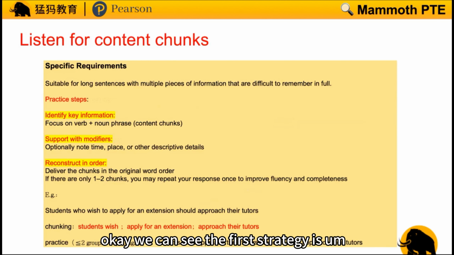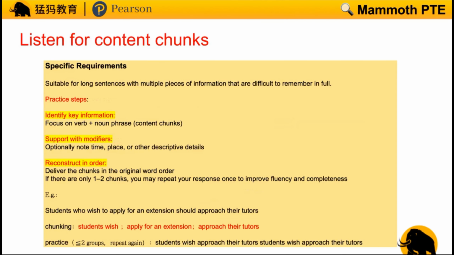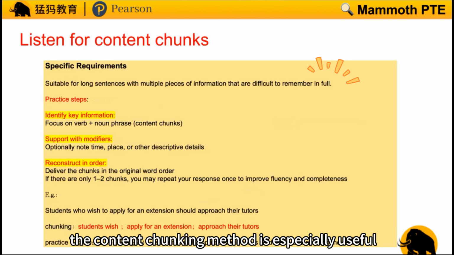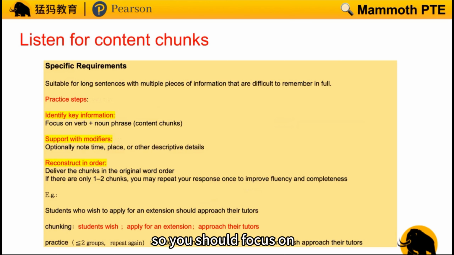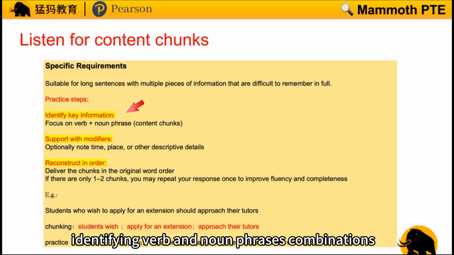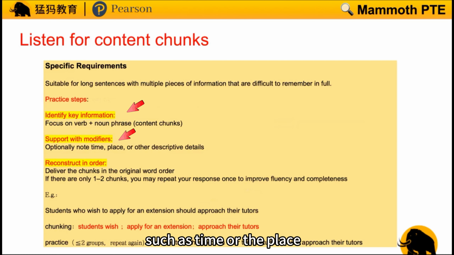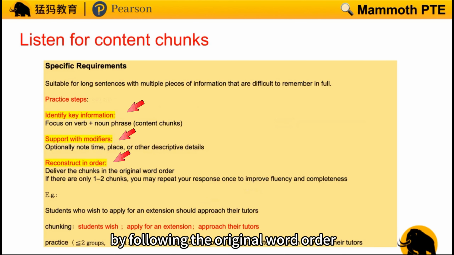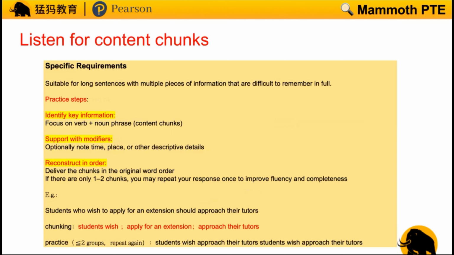Okay, we can see the first strategy is listen for the content chunks. The content chunking method is especially useful for long sentences with multiple pieces of information. So you should focus on identifying verb and noun phrase combinations, and also optionally remember some modifiers such as time or place. Then reconstruct the sentence by following the original word order. If there are only one or two chunks, you can repeat your answer once to improve the fluency and completeness.